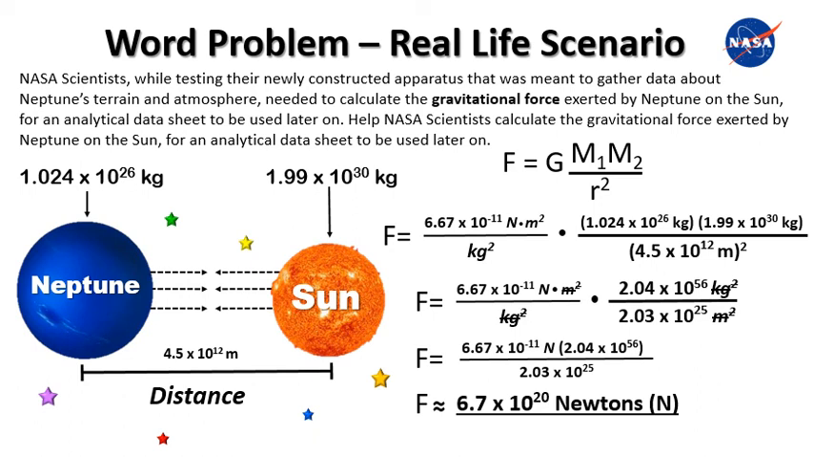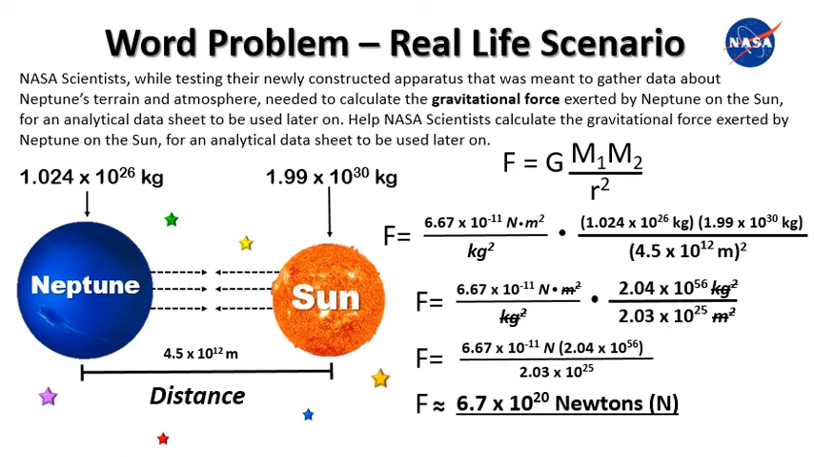First, let's write out the ratio for the universal gravitational constant once again as 6.67 times 10 to the minus 11 newtons times meter squared divided by kilogram squared. Now let's plug in 1.024 times 10 to the 26 kilograms as mass 1, 1.99 times 10 to the 30 kilograms as mass 2, and 4.5 times 10 to the 12 meters as r.